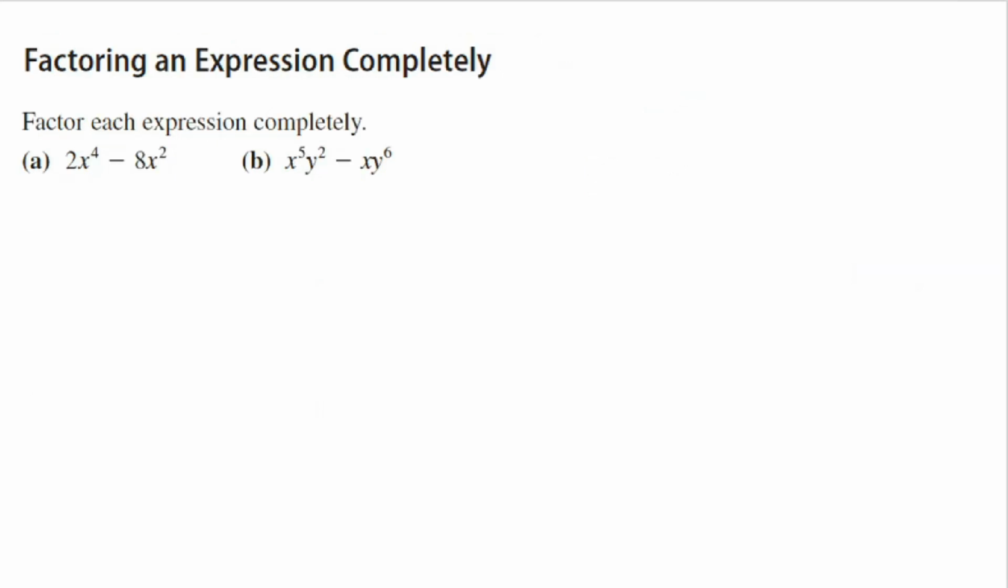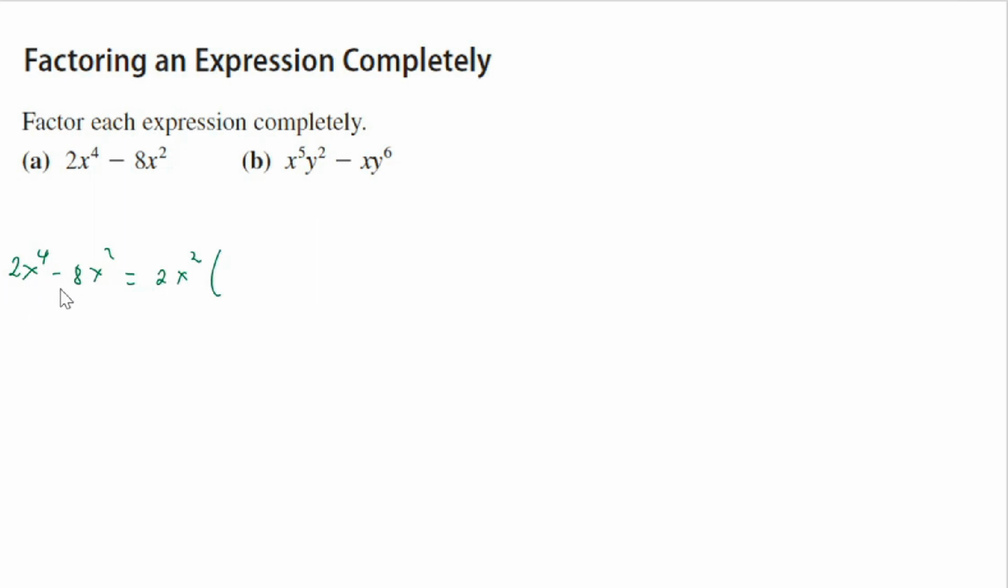So next example, we are going to factor the expressions completely, meaning to say we need to apply the different methods of factoring. So let's apply first the common monomial factor if there is a common factor. Between 2 and 8, the common factor is 2. So we can write here letter A, 2x raised to 4 minus 8x squared. So the common factor is 2. Then for the variable, the lowest exponent is x squared. And this is a common factor.